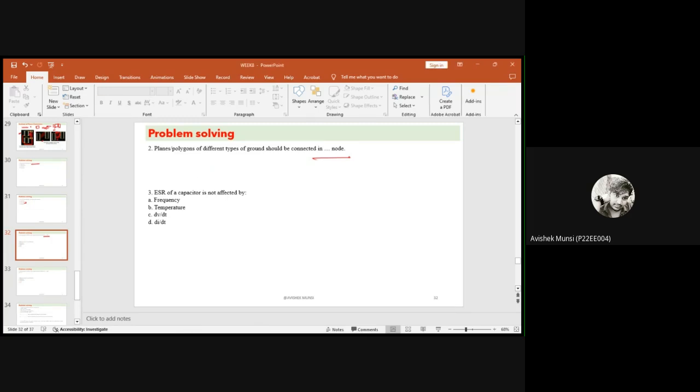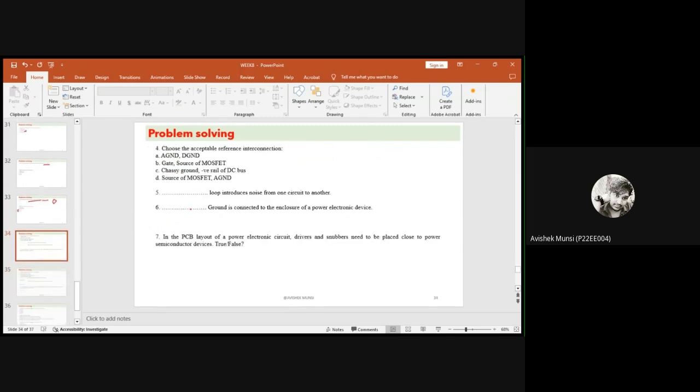Fine. So basically polygons are connected in star node like this. The different types of ground should be connected in star node. And ESR does not depend upon the dv/dt and di/dt rating of the component. Okay. Next, I have four questions.